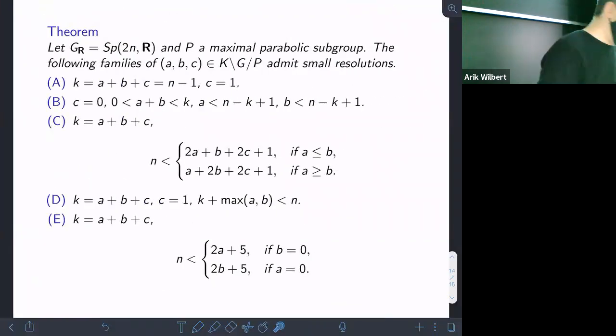Okay, so using this general construction of resolutions, I went back to the symplectic group, and I was able to find many families of small resolutions. So all of these use different parabolic subgroups in that construction.